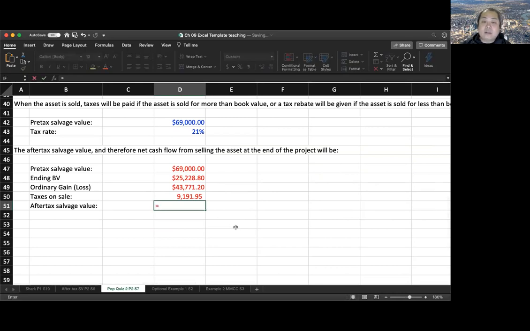So after-tax salvage value will be pre-tax salvage value, that's the cash you receive by selling this equipment, minus tax you pay. Then total $59,808.05.